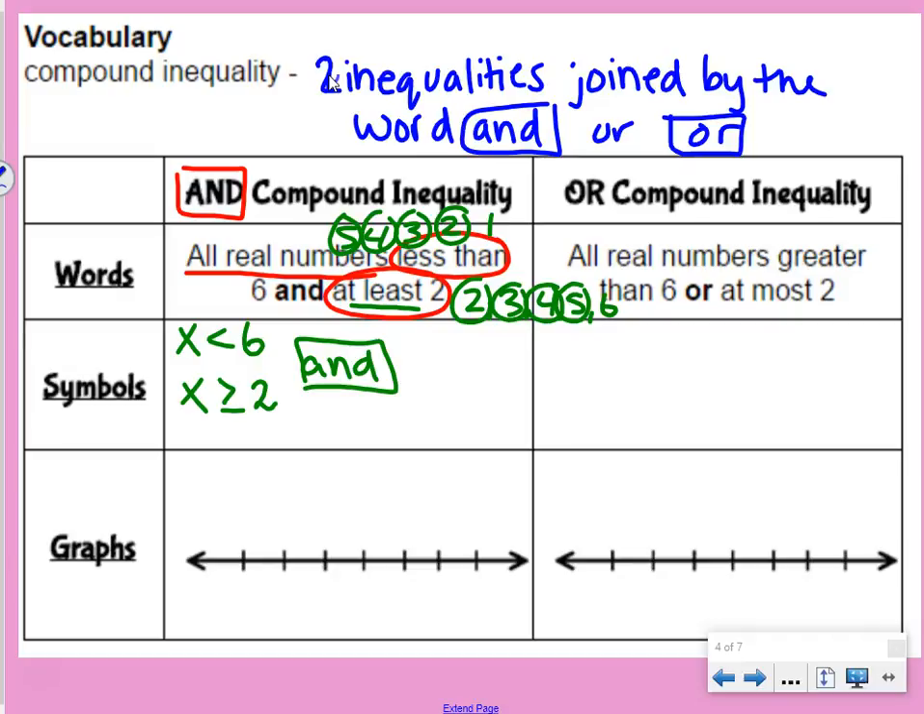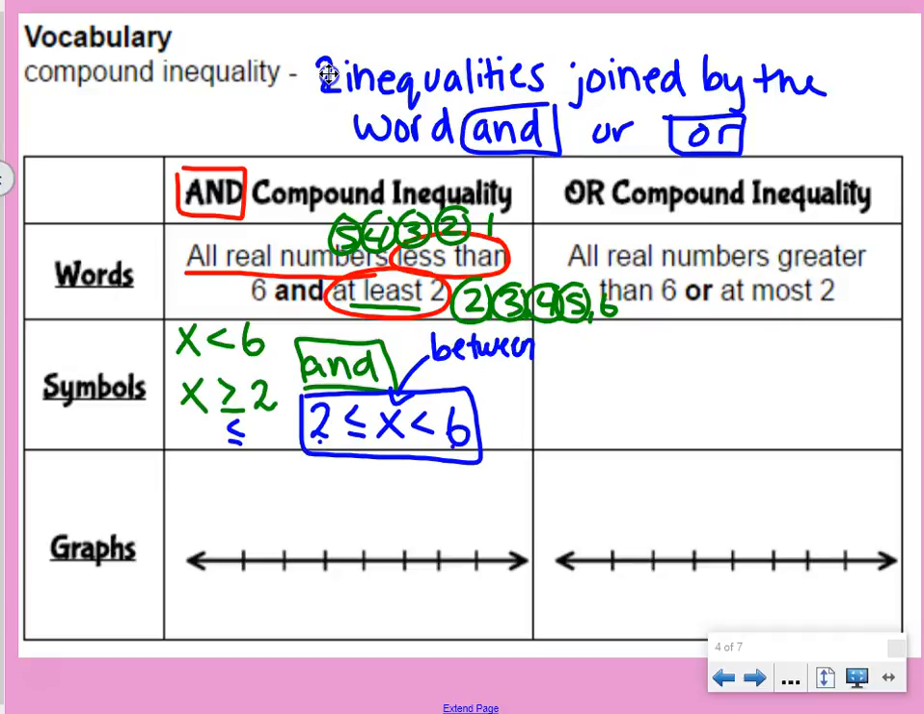We can also write this as one inequality, so x is less than 6. And then if we put the 2 over here, all we have to do is flip this inequality to less than or equal to. And then it's a nice little between. x is between those two numbers, 2 and 6.